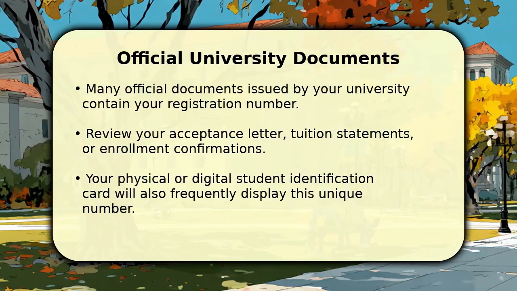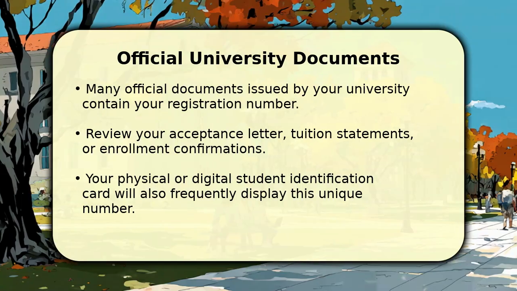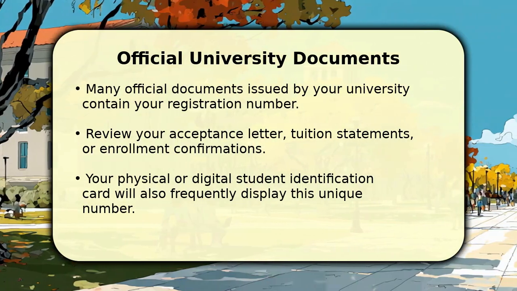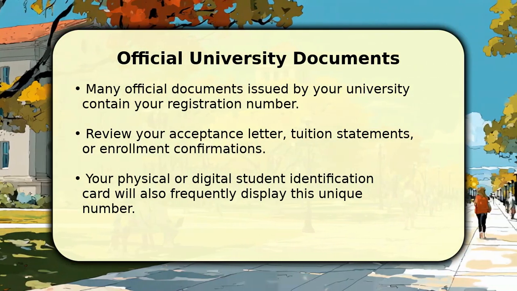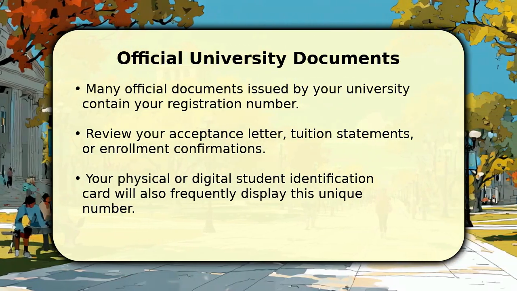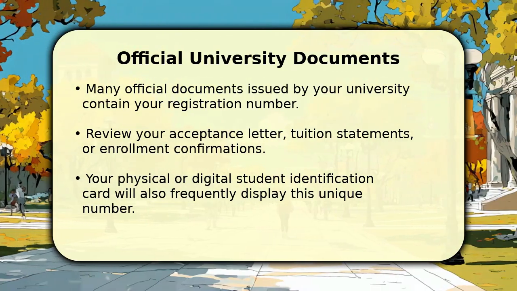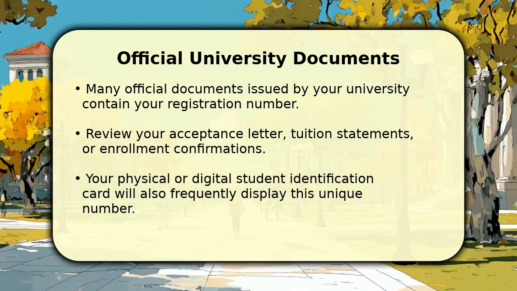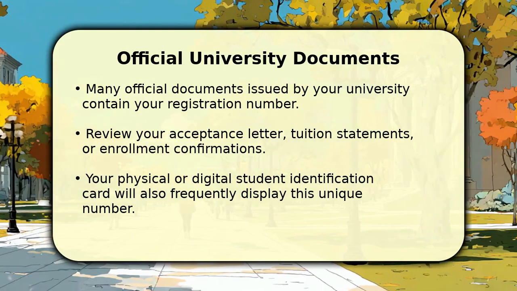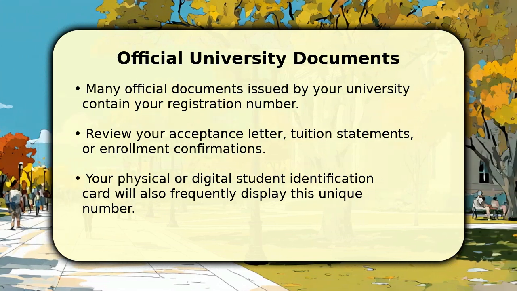If the online portal is not accessible or you cannot find it there, check your official university documents. Your initial acceptance letter, any tuition statements you have received, or even your official enrollment confirmation emails often include your registration number. Also, take a close look at your student identification card. This number is typically printed on the front or back. Keep these documents in a safe place for easy future reference.